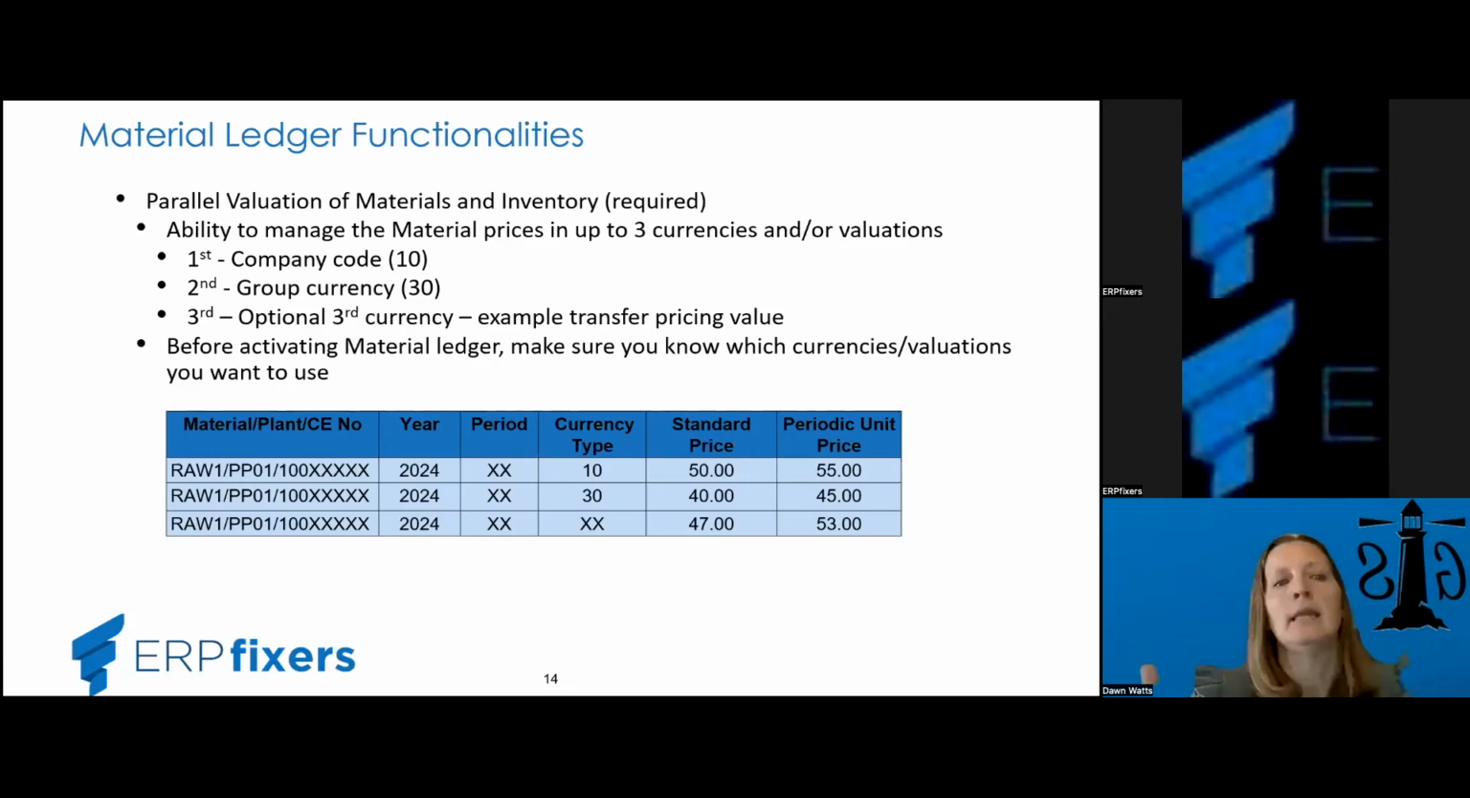And so you'll see that this data can be held on a period basis and really show you for each currency type, so 10 being company code and 30 being group currency, you can see what's my standard price, and also what's the periodic unit price, which is a key value when we get to actual costing. And then if you've got an optional third currency type, then you can bring that in and also have a standard price and a periodic unit price value for that.